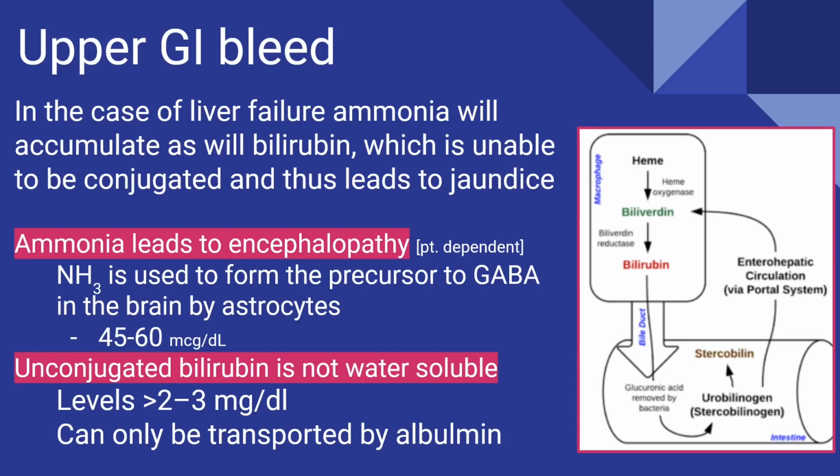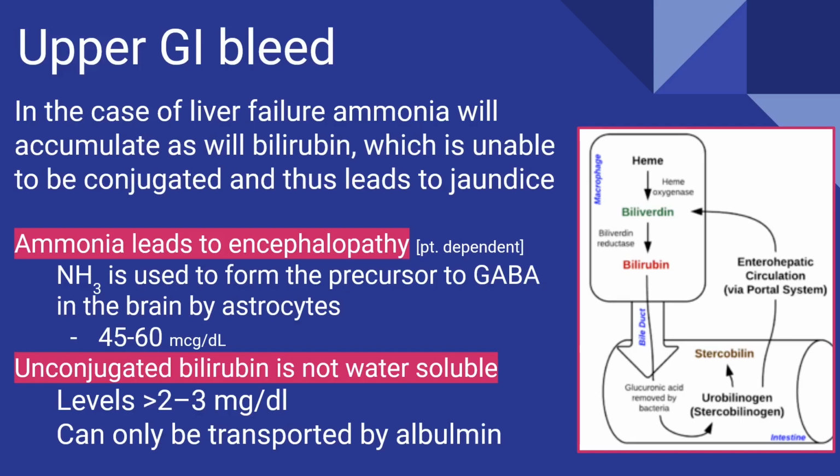So the brain, specifically astrocytes, utilize ammonia as a precursor to GABA. GABA is a molecule that we mimic with propofol to cause sedation, so it sort of mimics that sedative effect, encephalopathy.